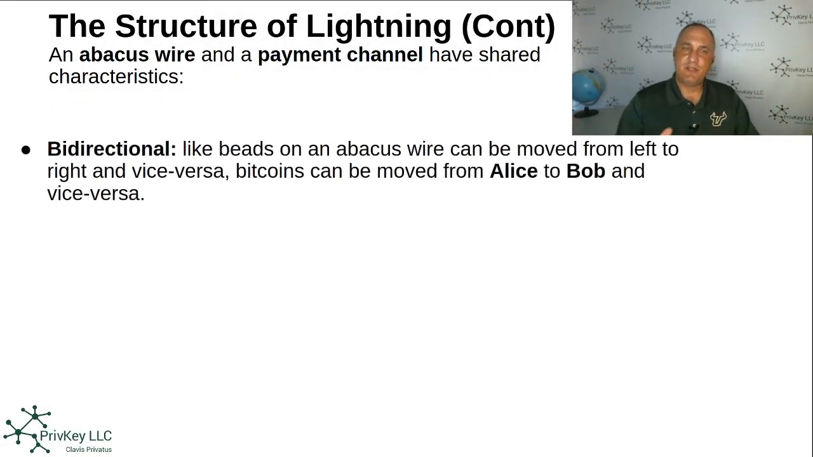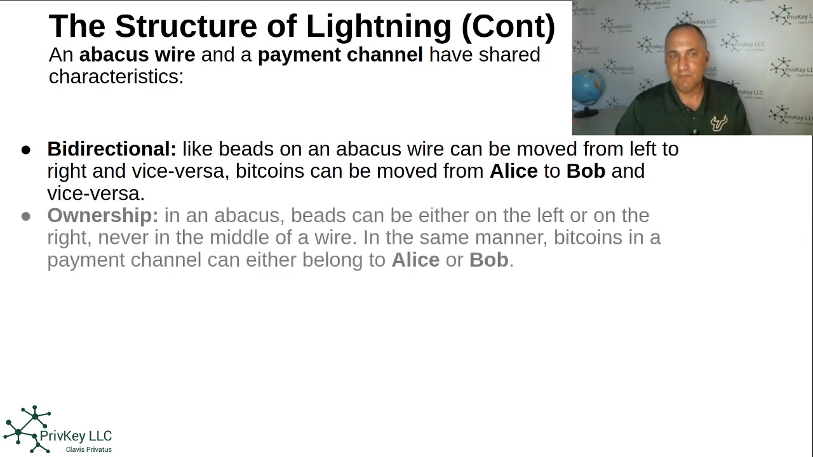But these payment channels have shared characteristics. The first one is a bidirectional characteristic, which basically means that the abacus wire can be moved from left to right, just like those beads can move from left to right. The bitcoins or the satoshis can move from Alice to Bob, and vice versa.